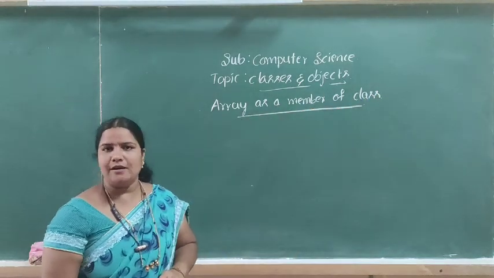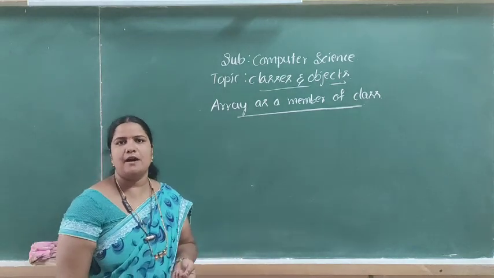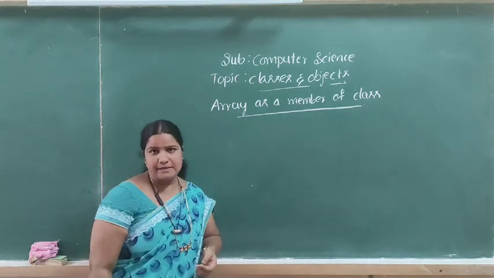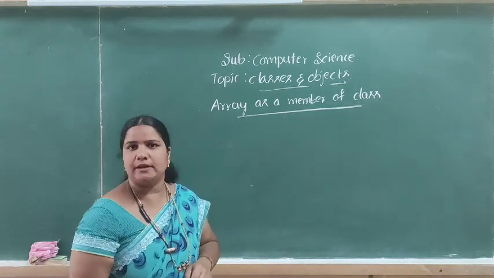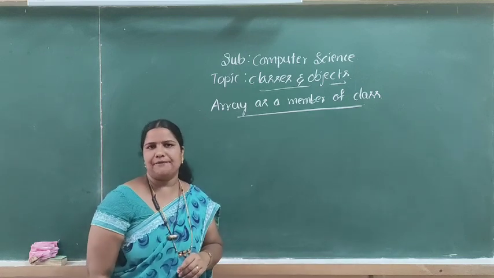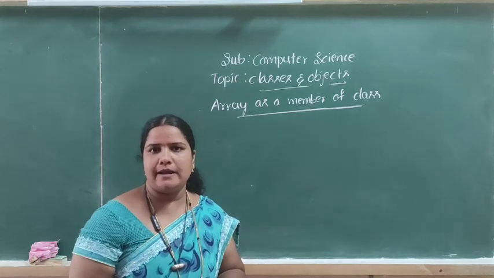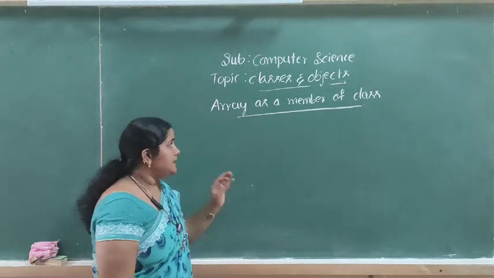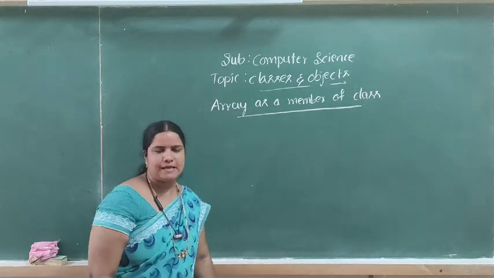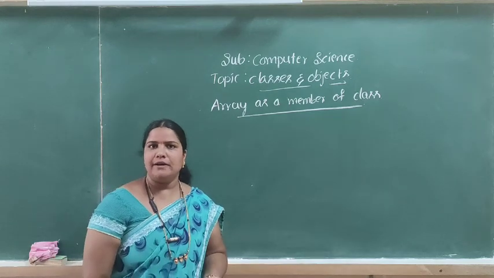An array is a collection of homogeneous elements of the same data type under the same name. In the previous year, we discussed arrays and types of arrays. Arrays are classified into three types: one-dimensional array, two-dimensional array and multi-dimensional array. In this session, we will discuss array as a member of class, and a member means a data member.